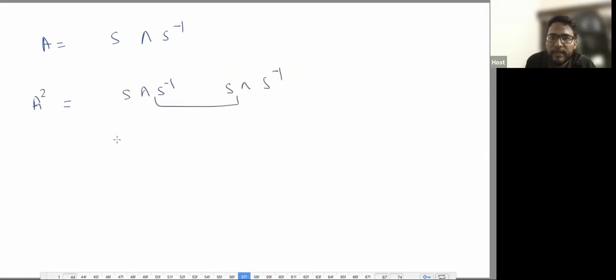Then this will be identity, then this will be just S, and this is a diagonal matrix. Finding the power of a diagonal matrix is very easy, right? So this is S lambda square S inverse. So finding the power of A is very easy.